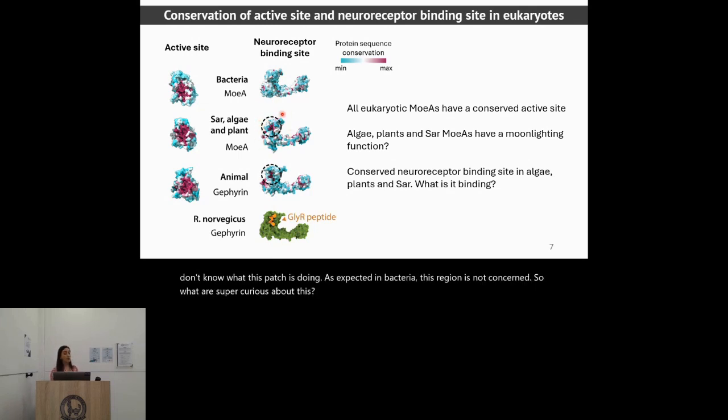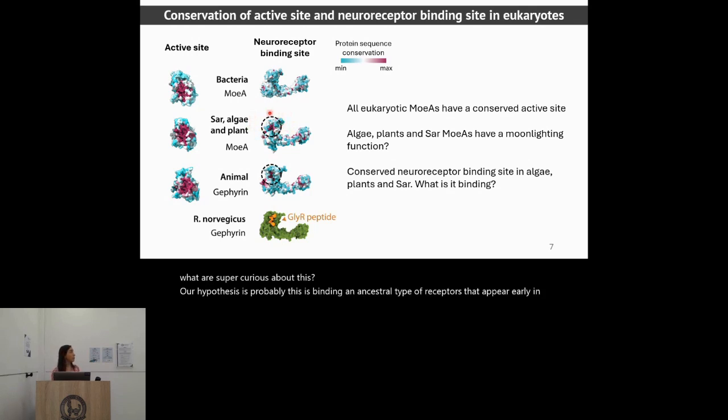Our hypothesis is that probably this is binding an ancestral type of receptors that appeared early in eukaryotes, and we would love to validate this experimentally if someone works with SAR, algae, or plants.